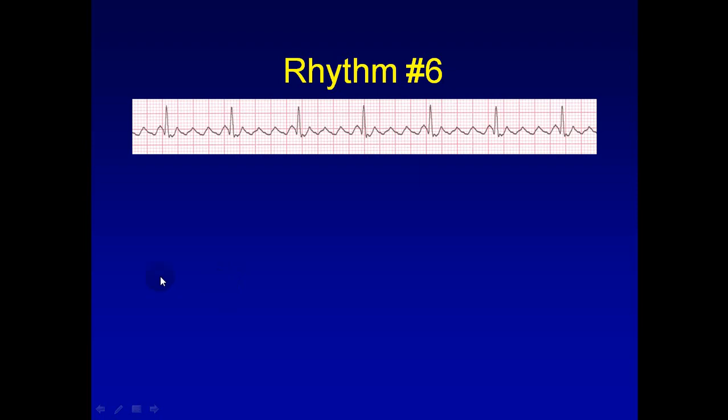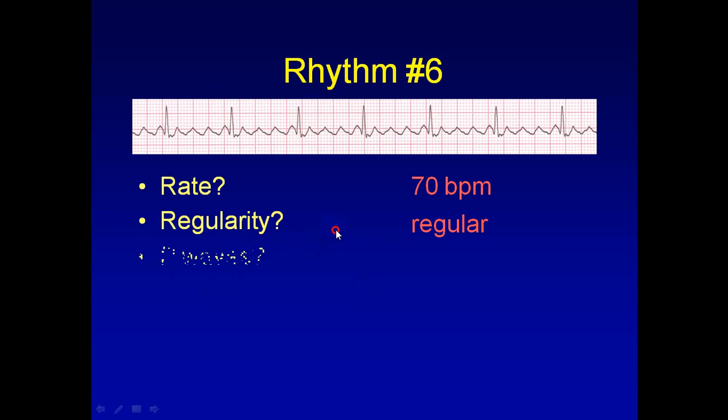Come to the next rhythm. The rate we can find is about 70: 1, 2, 3, 4, 5 big squares plus a small square, so 75 minus 5, 70 beats per minute. It is regular, the RR intervals are equal. PR interval, P wave: there is no P wave.